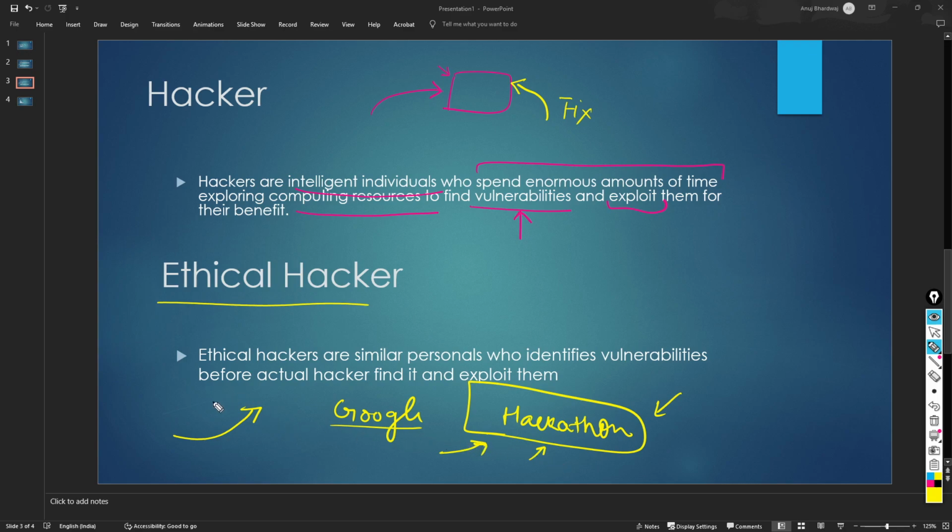You are finding the vulnerabilities only for the competition, or just for the prize money. But the benefit Google gets is that they will fix those vulnerabilities before an actual hacker disrupts their services, makes unauthorized access, or causes different types of disruption in their system. So that's basically an ethical hacker. It is the same thing. If you are an ethical hacker trying to find vulnerabilities in any system, you should take written permission from the platform owner. If you don't do that, you will be treated as a criminal.